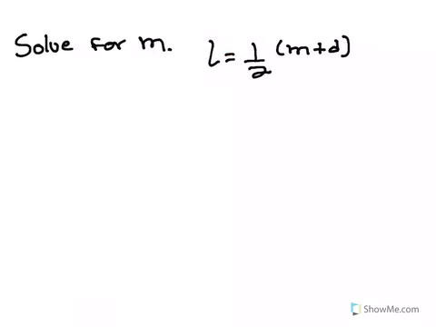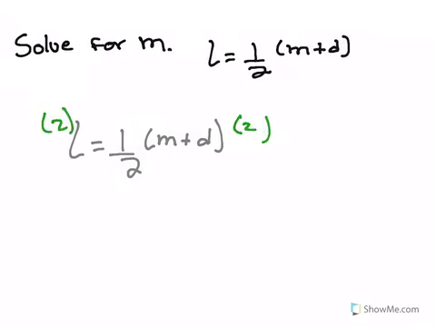Let's see another example. And here they want me to solve for m. So I have L equals 1/2 in parentheses m plus d. So again, I'm going to start by multiplying both sides by 2 so I can get rid of that fraction. This 2 and this 2 cancel. I'm left with 2L equals 1 times m plus d is just m plus d, so I'm just going to write m plus d.